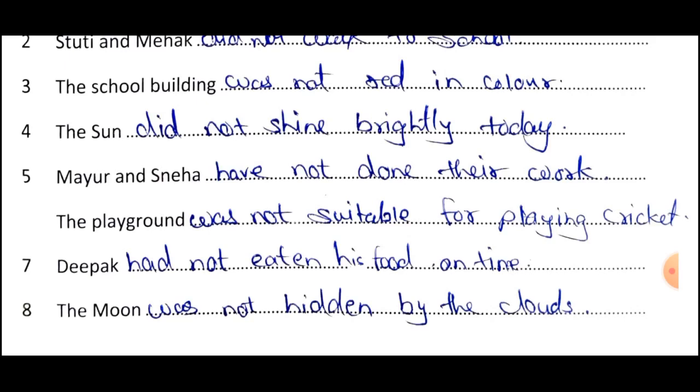If a proper noun is given, then the first letter of the proper noun should be written in capital letter. For example, Mayur and Sneha both are proper nouns, so the first letter of the spelling has been written in capital letter. So in this way, you have to make negative sentences after adding not just after the helping verb. And if the helping verb is directly given, you have to add not after the helping verb. And if the helping verb is hidden in the main verb, you have to separate the helping verb, then write not, and then the verb will be in its original form. So in this way you have to make negative sentences.